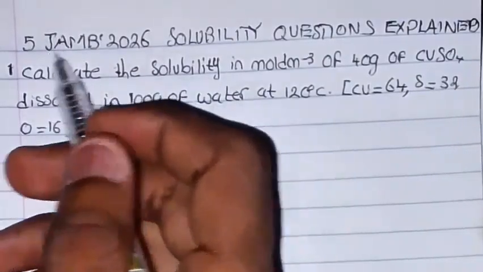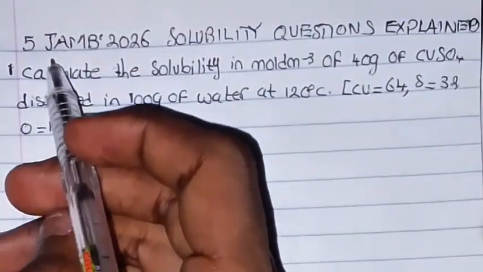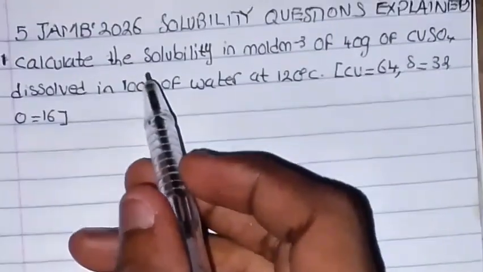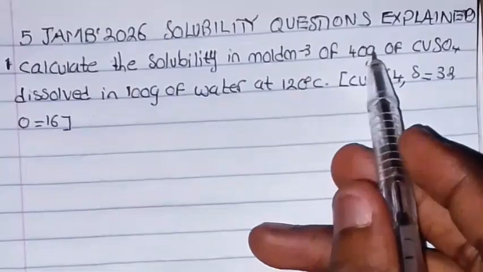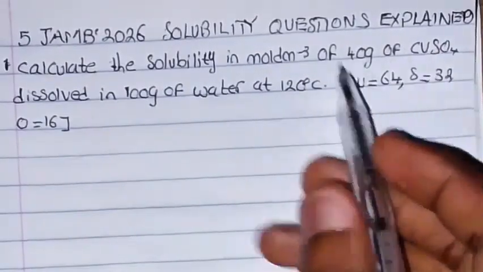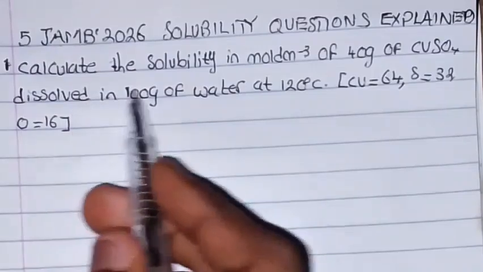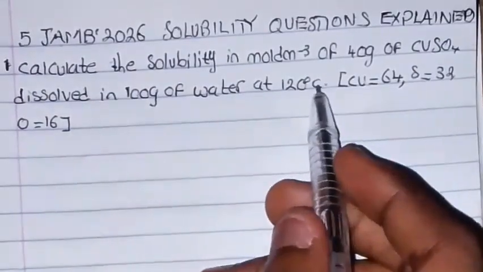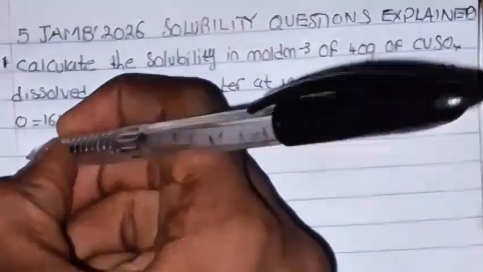5 most likely JAMB solubility questions, and I'll be explaining them to the best I can. Let's take question 1. Calculate the solubility in mole per dm cube of 40 gram of CuSO4. CuSO4 is copper sulfate, dissolved in 100 gram of water at 120 degrees Celsius. Calculate solubility. Let's go. Solution.